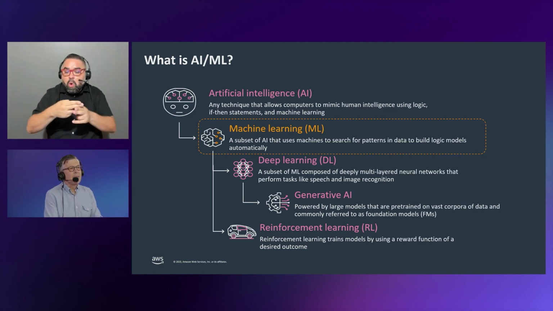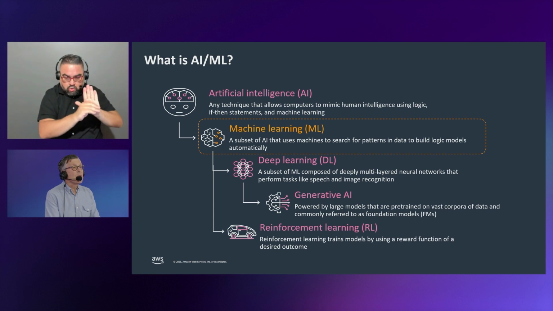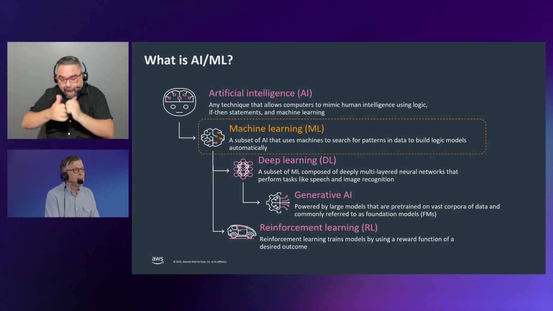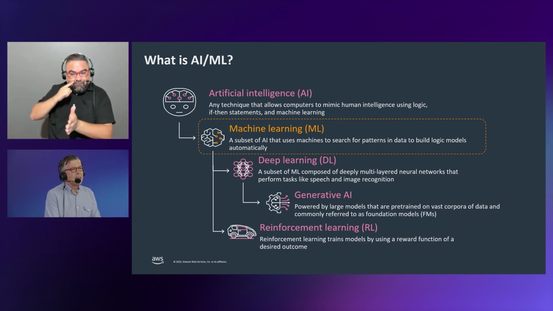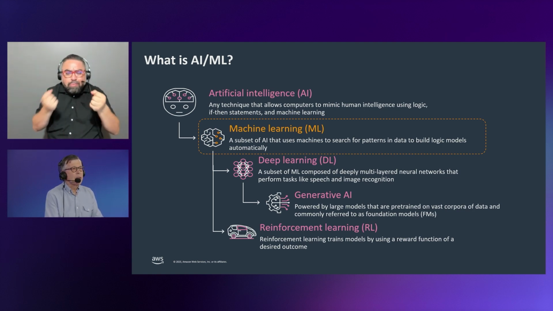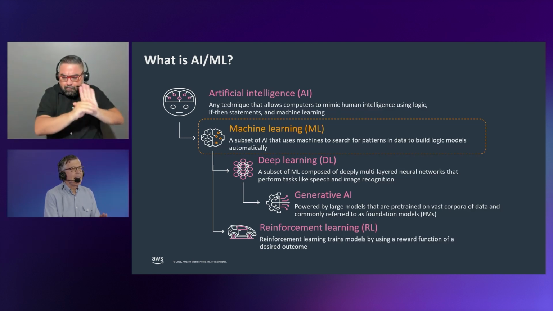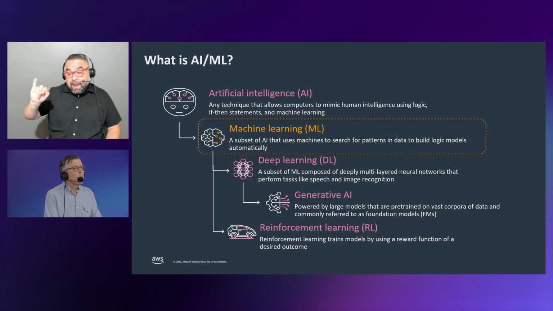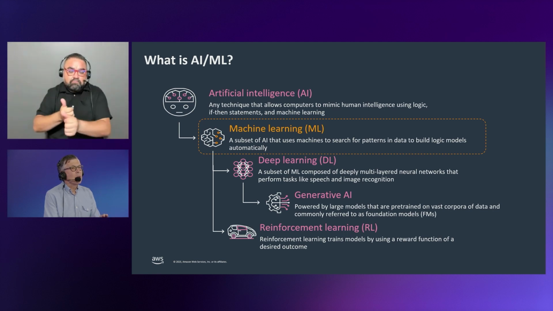And then there's reinforcement learning, which trains models by using a reward function of a desired outcome. For example, this is how autonomous vehicles operate, and they usually require a simulation tool to train the model. But the key takeaway to all these categories is that AI/ML is built on data, and the more data you're able to select and use to train your models, the more accurate your models will become. So that's why we're here to tell you why storage is foundational to AI/ML.